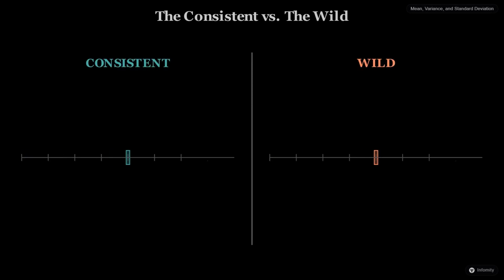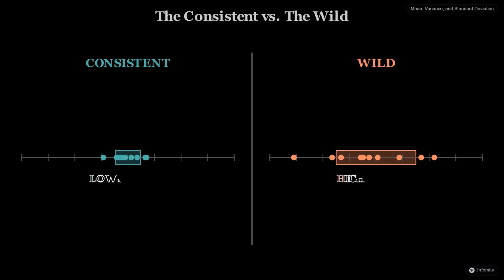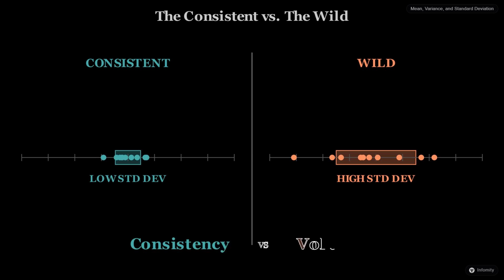Let us look at our two archers again. The consistent archer has a low standard deviation, meaning most hits are very close to the bullseye. The wild archer has a high standard deviation, meaning their hits are all over the place. In the world of data, a low standard deviation signals reliability and predictability.